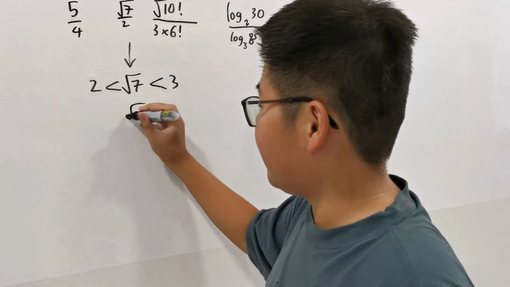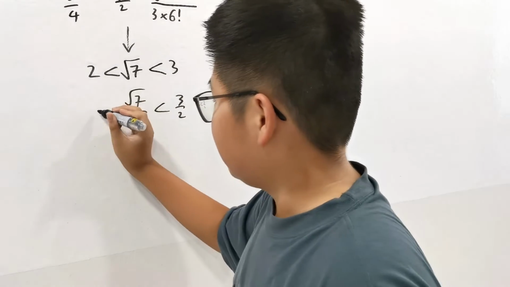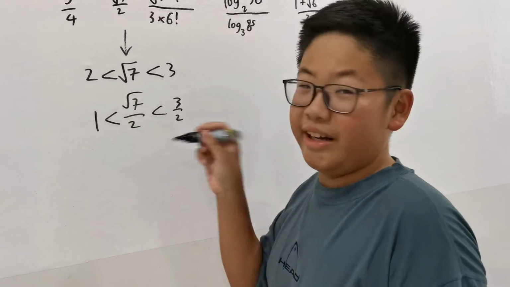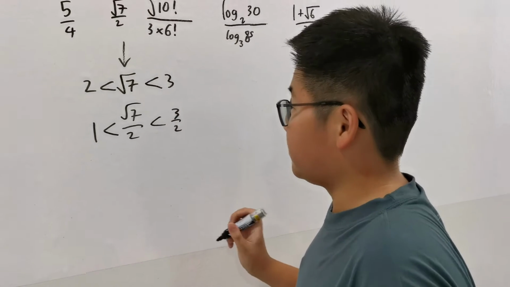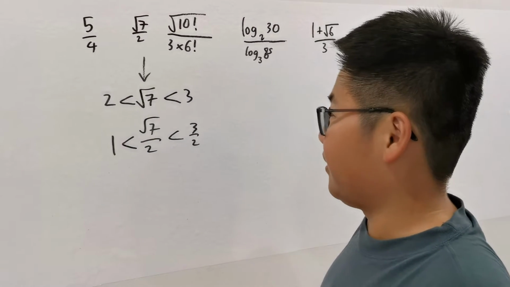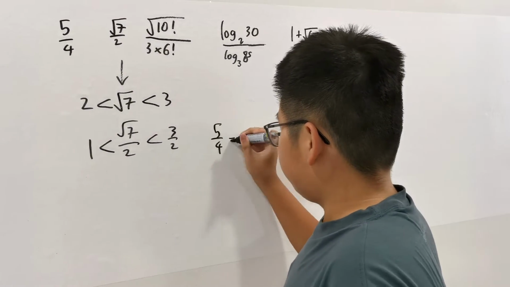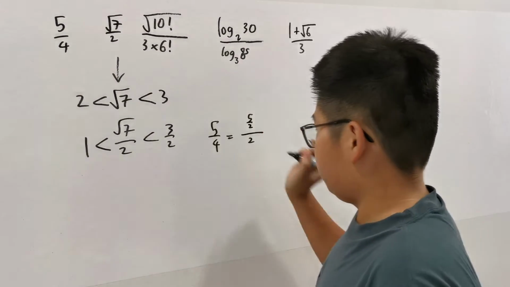You realize this? Then that means root 7 over 2 is like this. Greater than 1, but lesser than 3 halves. Now we can also realize that root 7 over 2 is greater than 5 over 4. 5 over 4 equals 5 over 2 over 2.